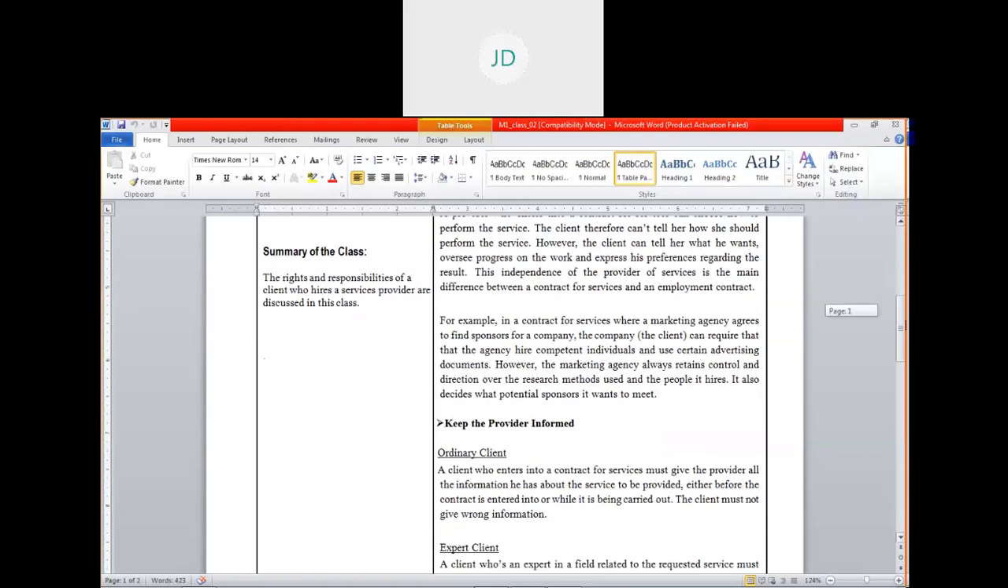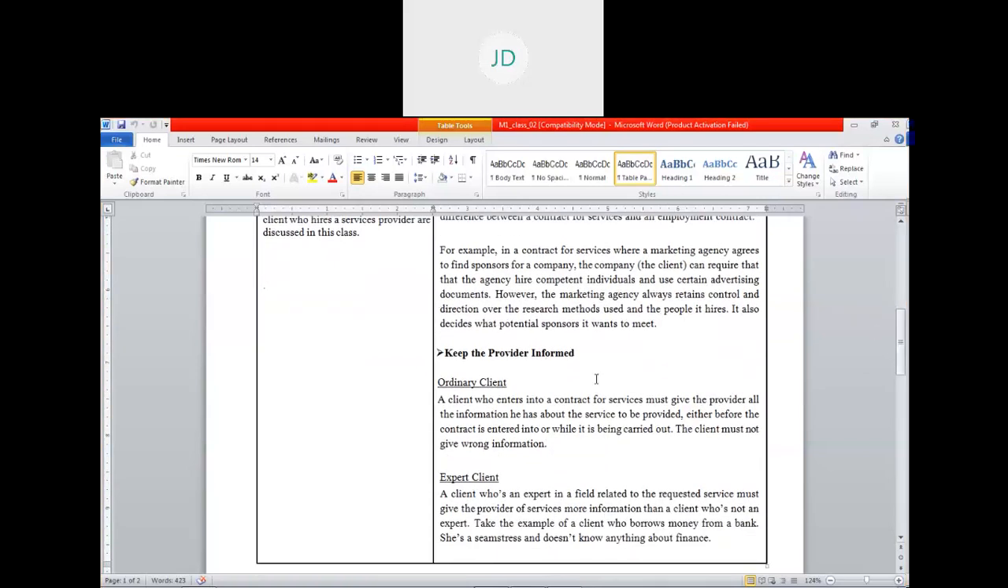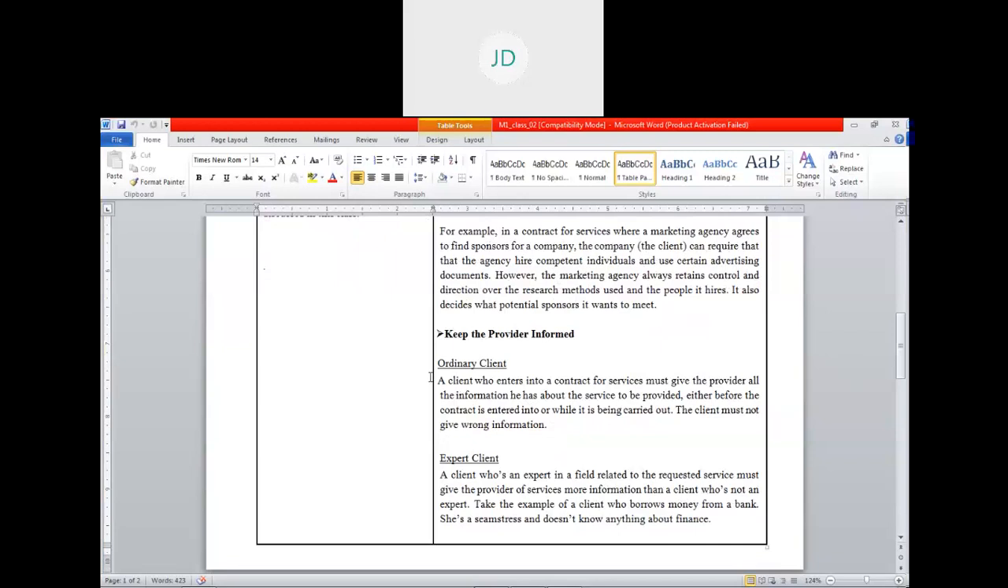Okay, so next, the client's responsibility is to keep the provider informed. That means you have to give all the information you have or are capable of giving. Here I have divided this into two sections. The first is your ordinary client, and the next is your expert. An ordinary client is one who doesn't have detailed knowledge about the work. Suppose I'm not an engineer, I'm a general person. I don't know anything about building or civil engineering, so I give as much information as I can to the engineering firm that is going to build the house.